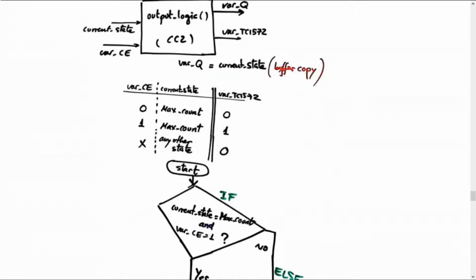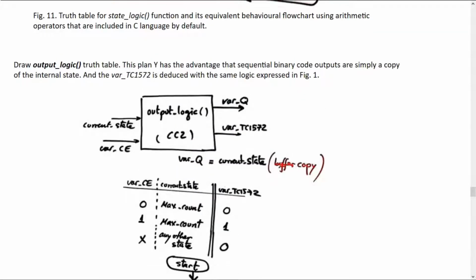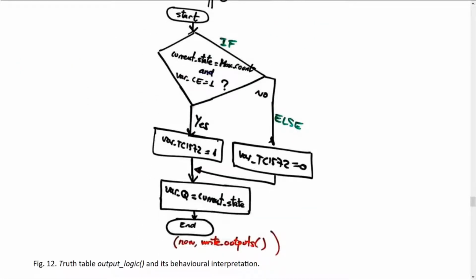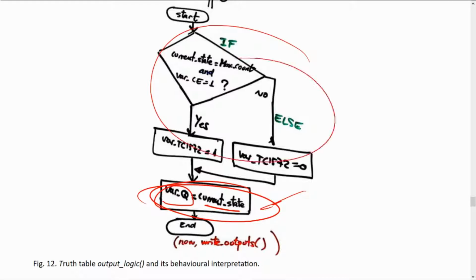Naturally, you have to do the same with output logic. That has even a simpler diagram, you see. This is the photocopy. Let me remark that to you, because it's important, right? Simpler, a photocopy of the internal state, and then the logic associated as usual to the bar terminal count.